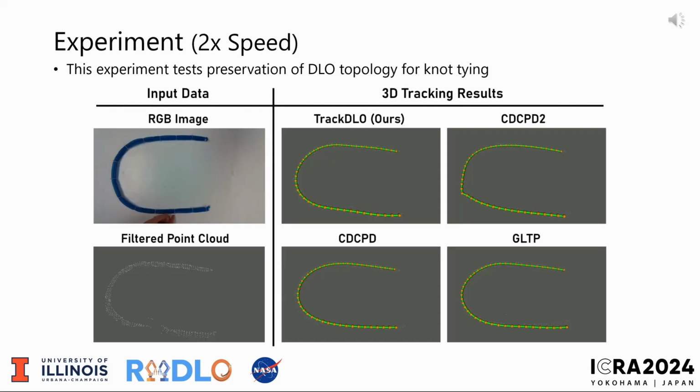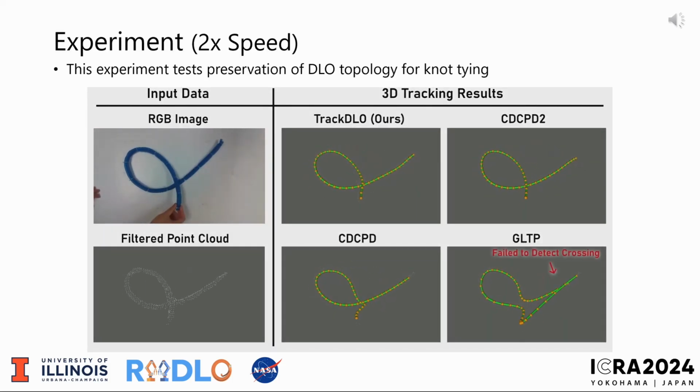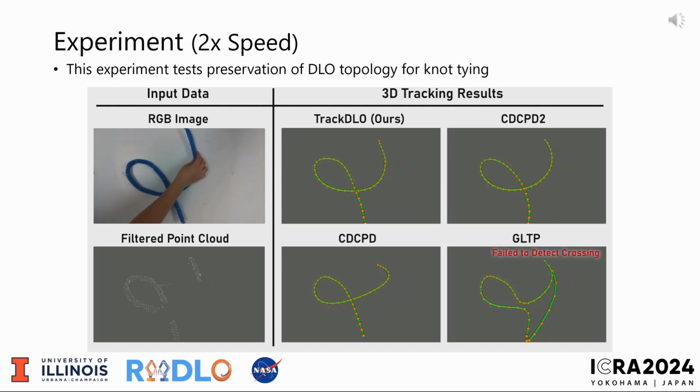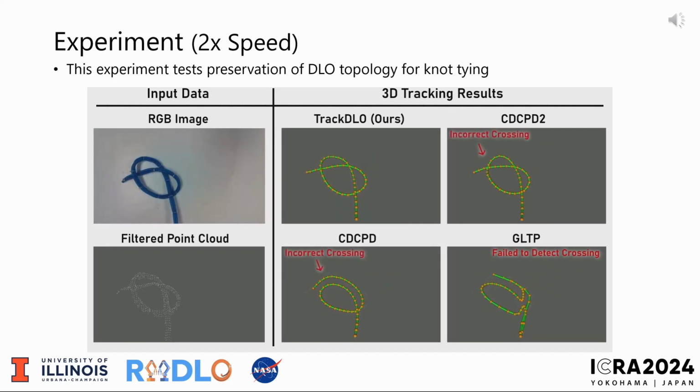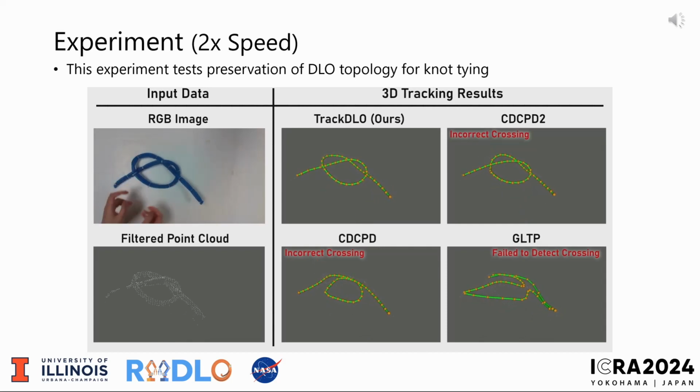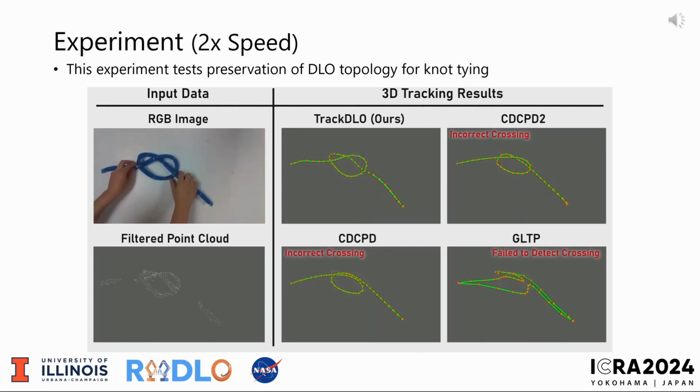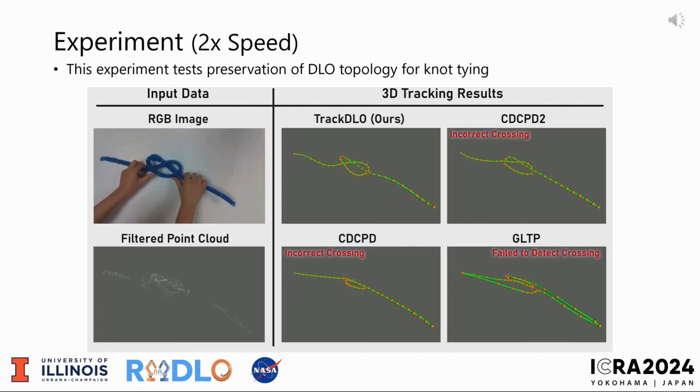Here is an example of TrackDLO in action. In this experiment, we test the preservation of object topology for knot tying. TrackDLO successfully tracks the object's complex topology shape, while the other algorithms fail to resolve self-crossing.